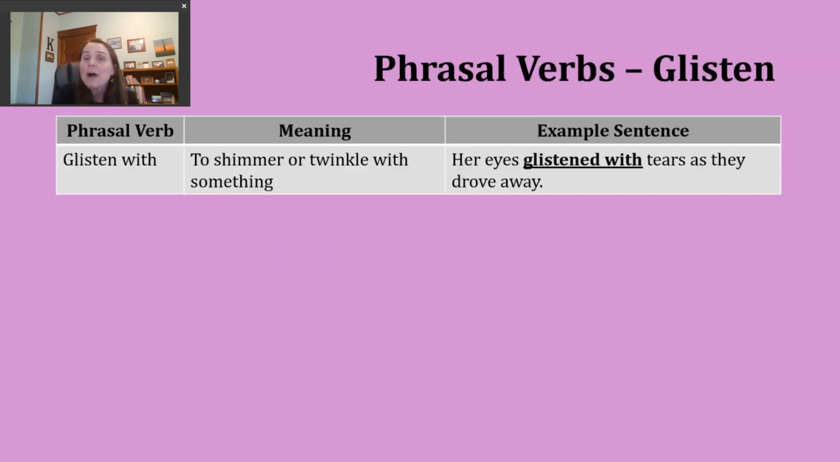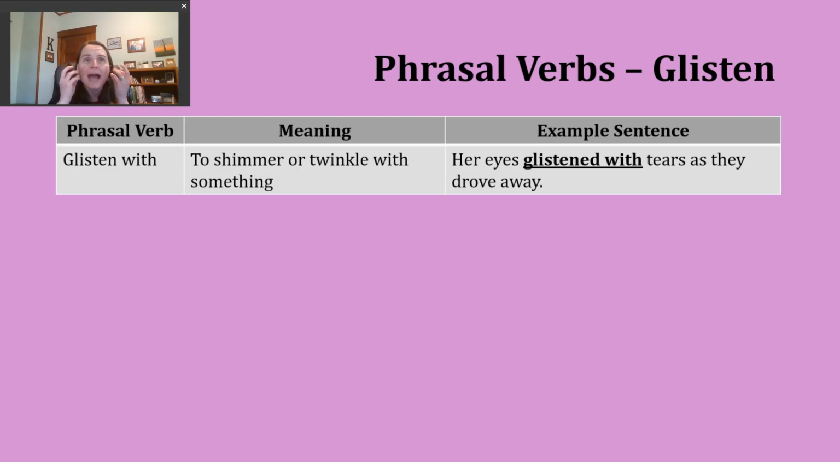Okay. Now, I do have one phrasal verb you might encounter, that is to glisten with. The meaning here is not really all that different. It is to shimmer or to twinkle with something. An example of this: her eyes glistened with tears as they drove away.